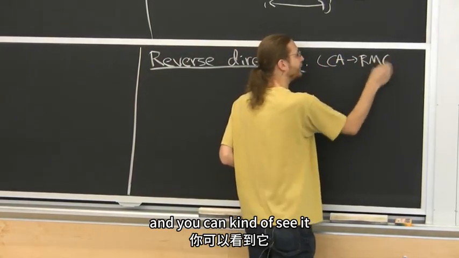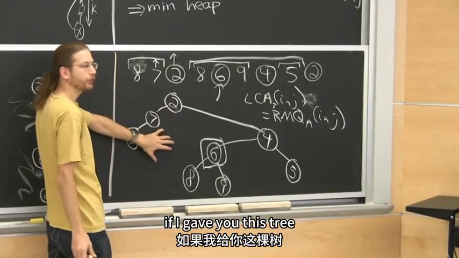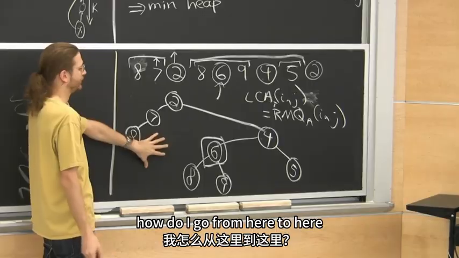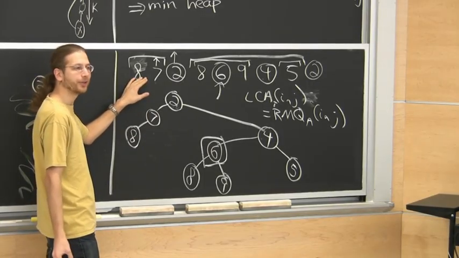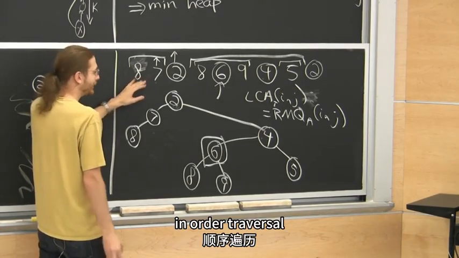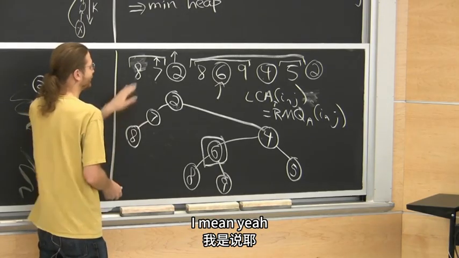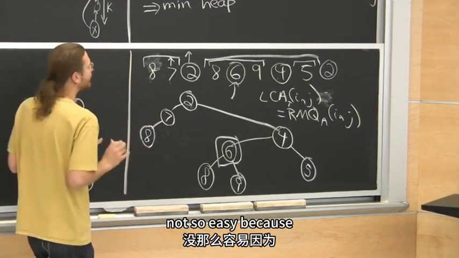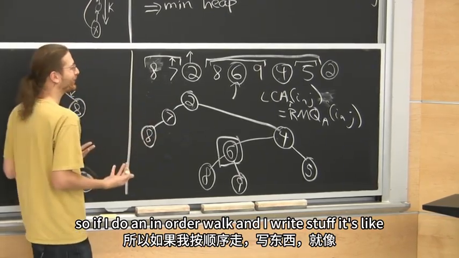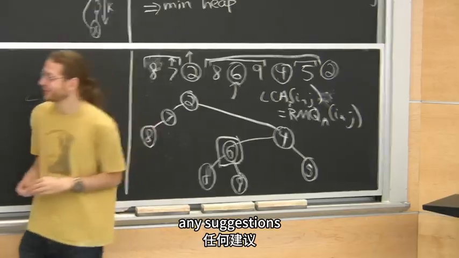And you can kind of see it in this picture. If I gave you this tree, how would you reconstruct this array? Pop quiz. How do I go from here to here? In order traversal. Yep. Just do an in order traversal, write those guys down. I mean, yeah, pretty easy. Now, not so easy because in the LCA problem, I don't have numbers in the nodes. So if I do an in order walk and I write stuff, what should I write for each of the nodes? Any suggestions?